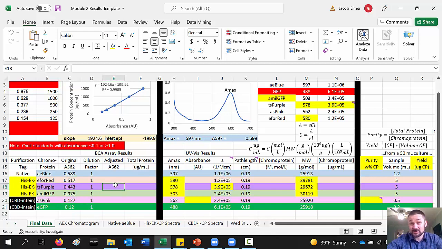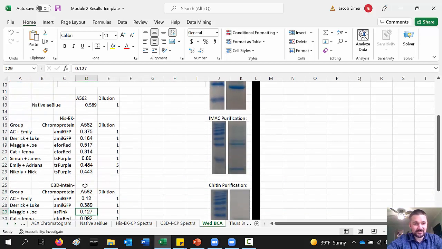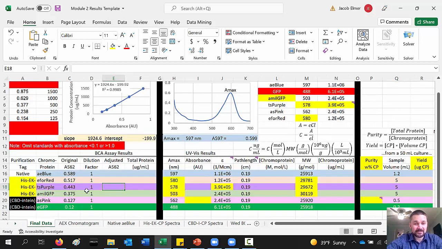So it's these values, these absorbances, that I'd like you to use. Okay, don't go over to the Wednesday tab and look for your specific absorbance to use for TS Purple instead of the other one. Okay, to simplify my grading, I'd love it if everybody used the same numbers right here.